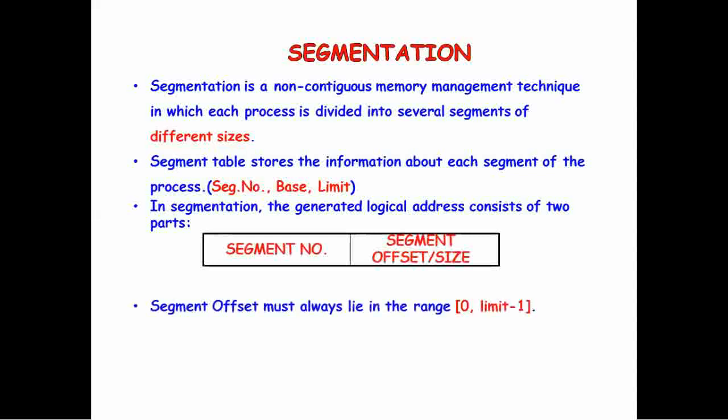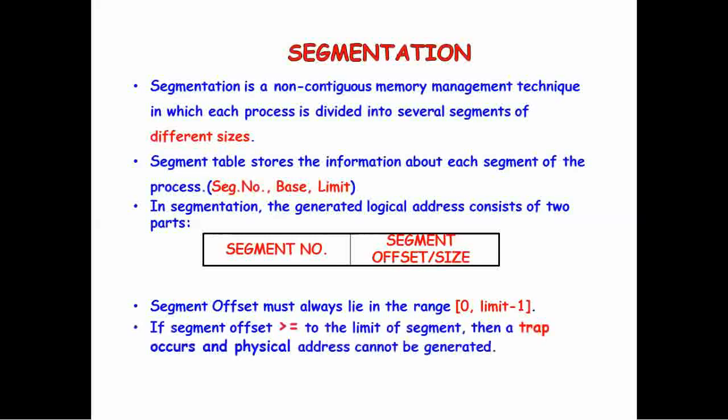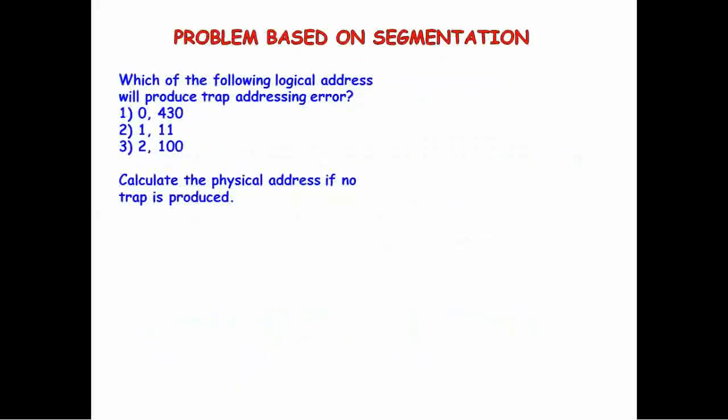If segment size is greater than or equal to segment limit, then a trap or exception occurs and the physical address cannot be generated. Suppose if the segment size is less than segment limit, then the physical address can be generated. This is an overview about segmentation. Now let us see a problem based on segmentation. This is the given problem. 3 logical addresses are given. We need to find whether these logical addresses produce a trap. Suppose if they don't produce a trap, the corresponding physical address has to be generated. And this is the given table.